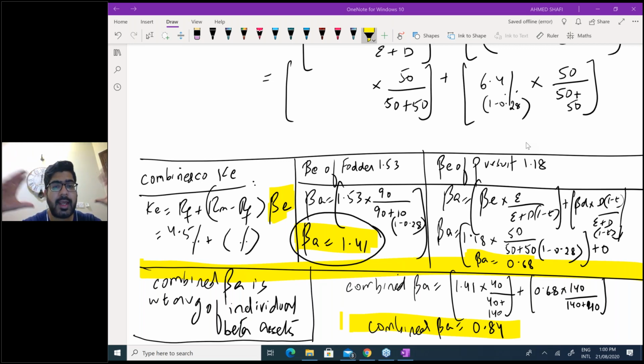Amdi Fazlul, I only did this because it was stated by the question that beta asset of combined company is the weighted average of individual beta assets. So combined beta asset is the weighted average of both beta assets, weighted in proportion to their market values. The question told us that you need to weight them in proportion of market value. So just weight them in proportion of their market values, 140 and 40.